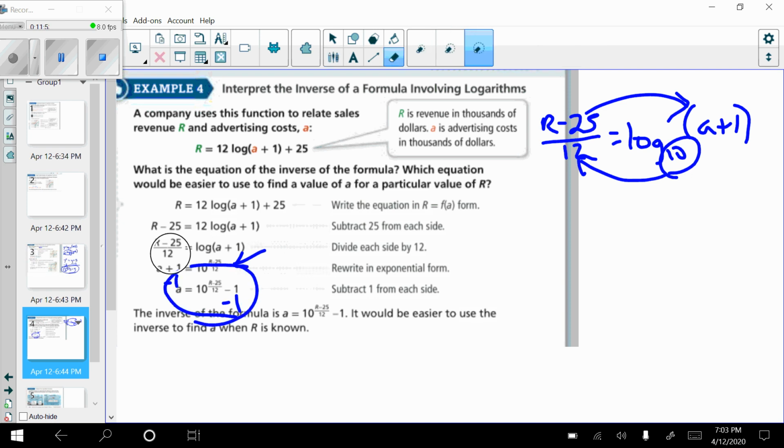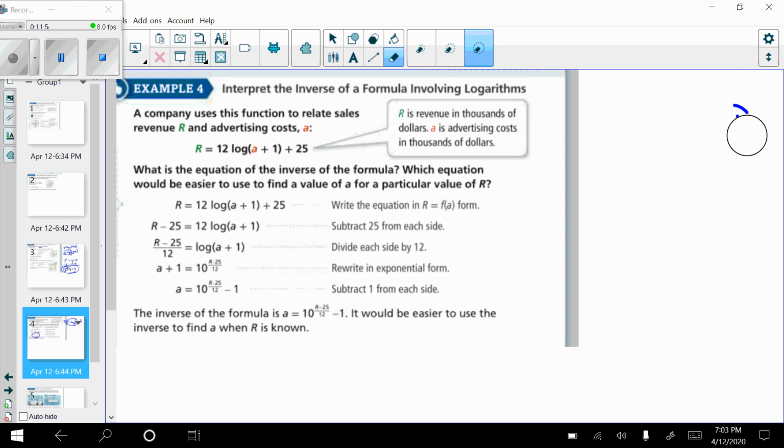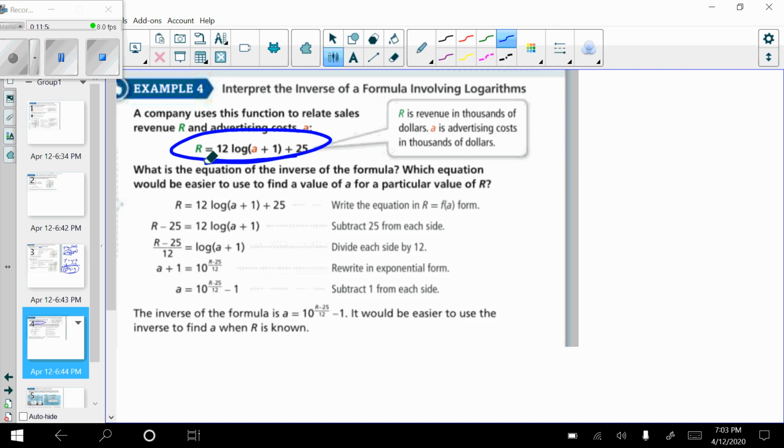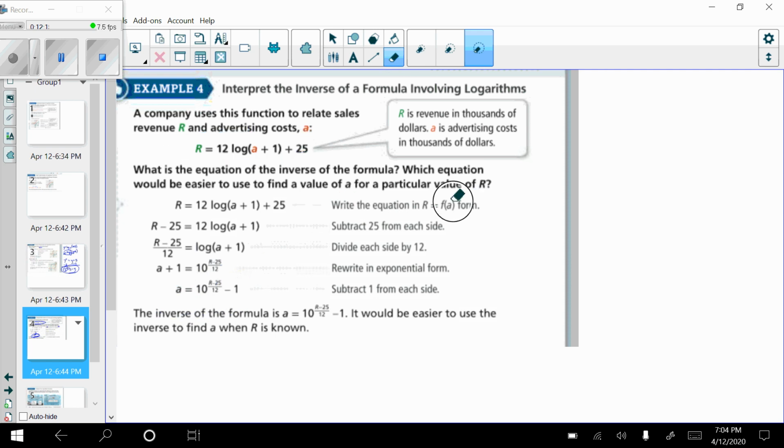Now, the final question is, which one of these equations, this equation here, or this one we came up with, would be easier to use to find the value of A if I give you R? Well, this one would be easier because you've already isolated A, which means you don't have to work backwards. You just plug the R right in here, go in order of operations, and it'll tell you what your A value would be. So that would be much easier.